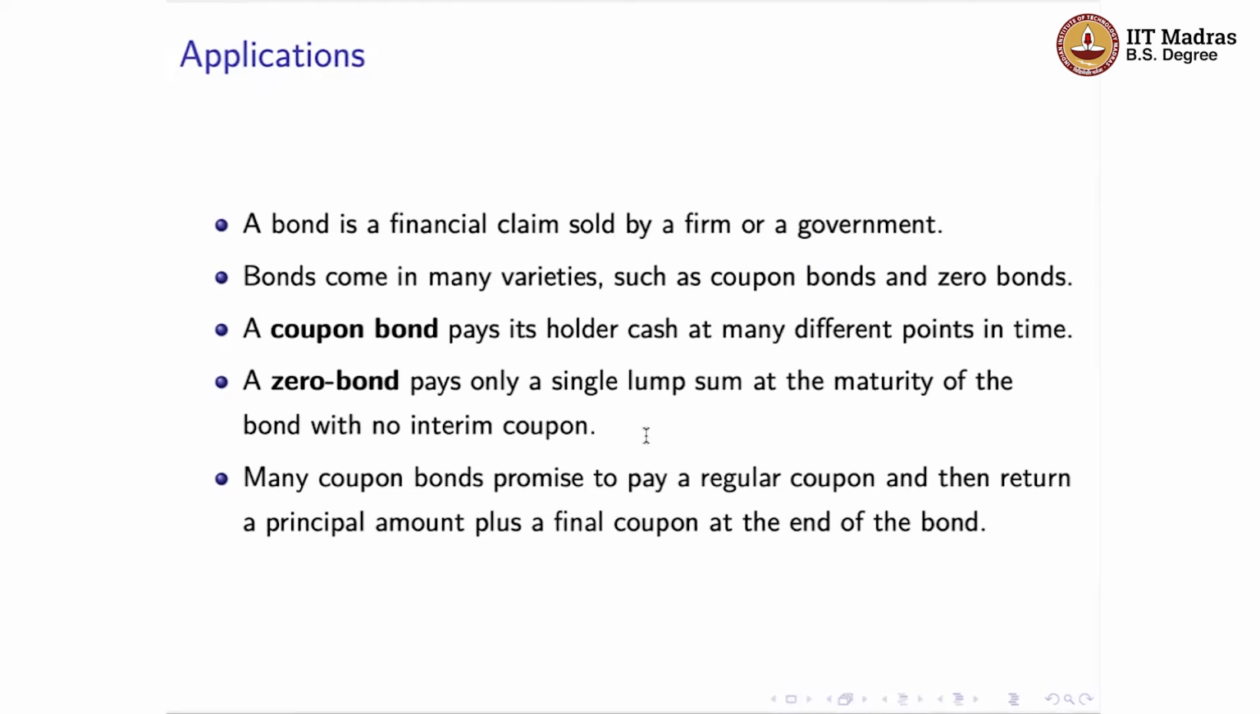And this is in contrast to a zero bond. By the way, it's called zero bond because it's short for zero coupon bond. So the zero bond is something that only pays out a single lump sum amount at the end or the maturity period of the bond, and there are no interim payments coming out, right? So basically what you have in the coupon bond's case is a promise of paying out regular payments, right? So this is a payment regularly, and then at the end you return a principal amount plus a final coupon at the end of the bond period, right? So that's the idea in this sense.